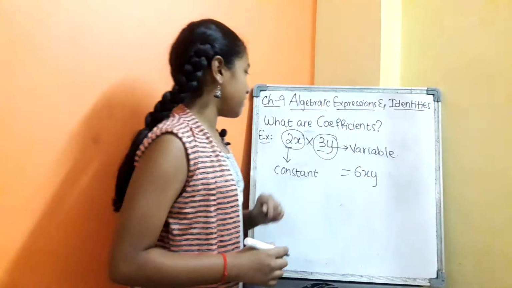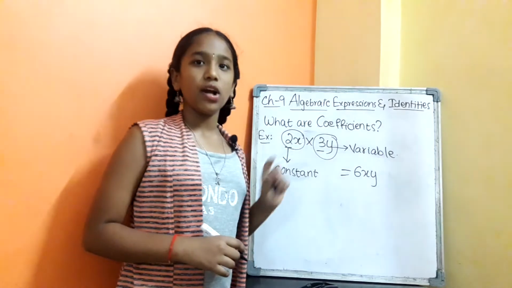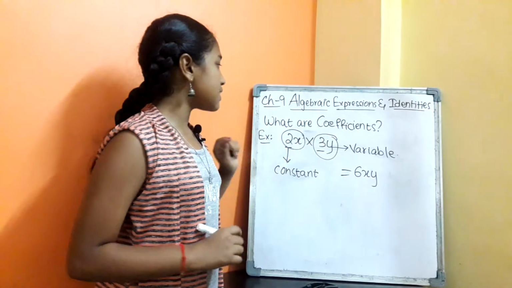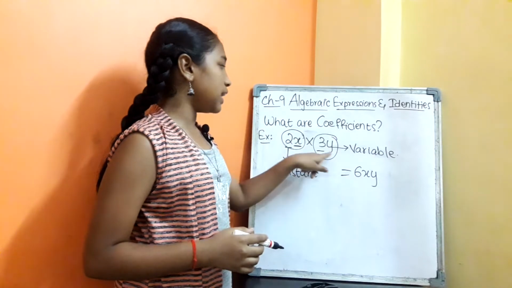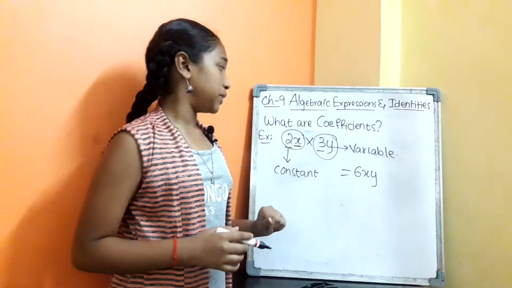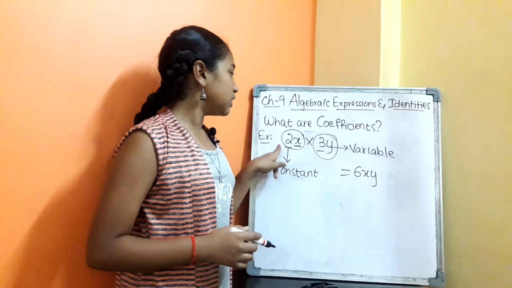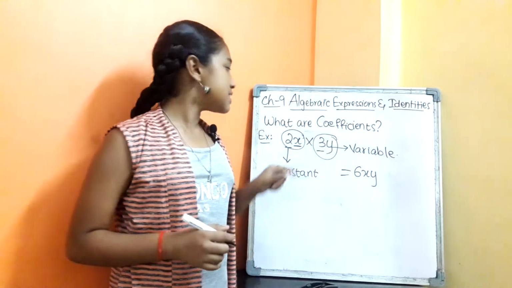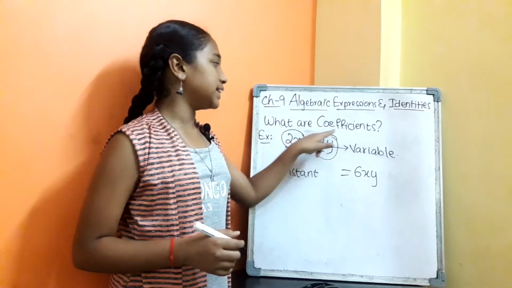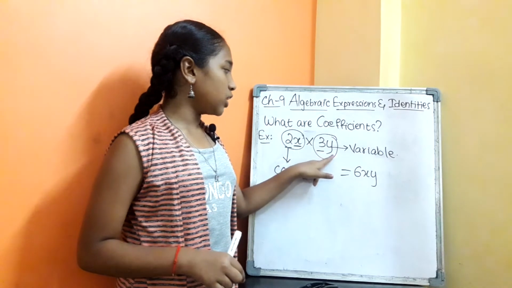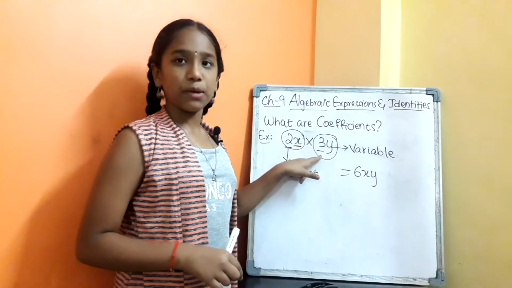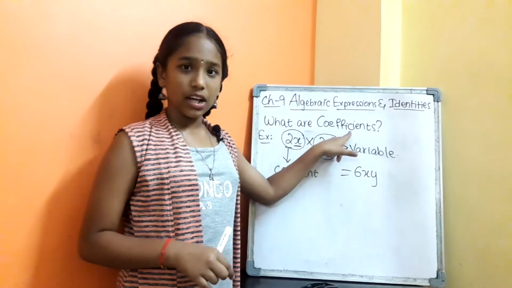Okay, what are coefficients? For suppose take this term 2x. In this the value before the variable, here the variable is x and y in this expression. So the value before this variable is 2. So 2 is considered as a coefficient. And here the value before the variable, that is y, is 3. So here 3 is considered as a coefficient.